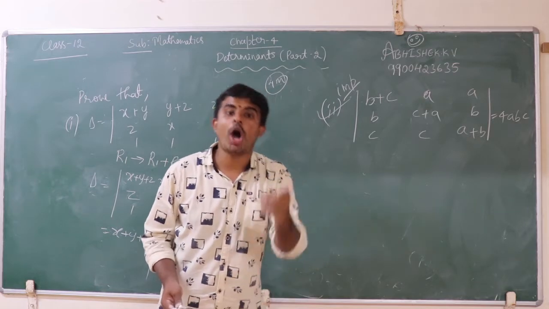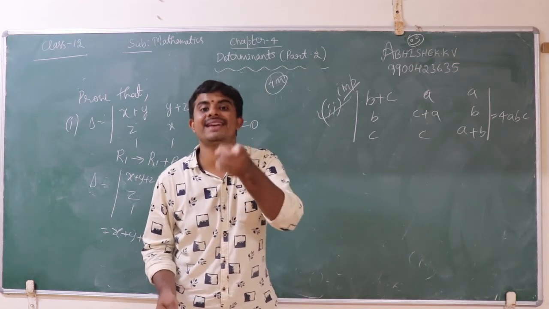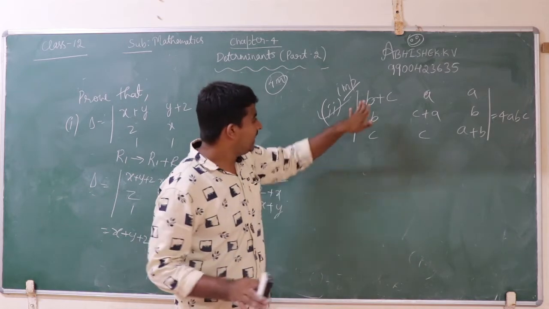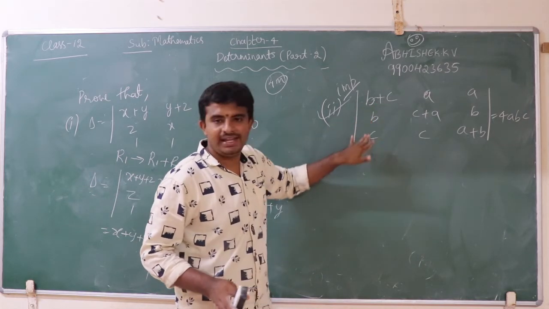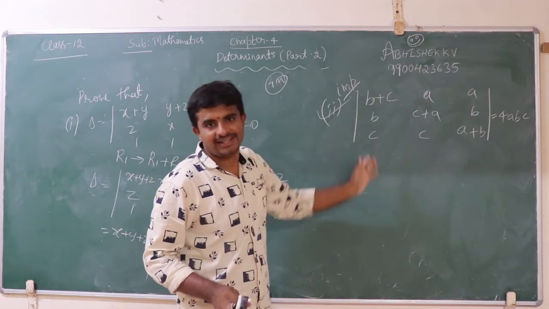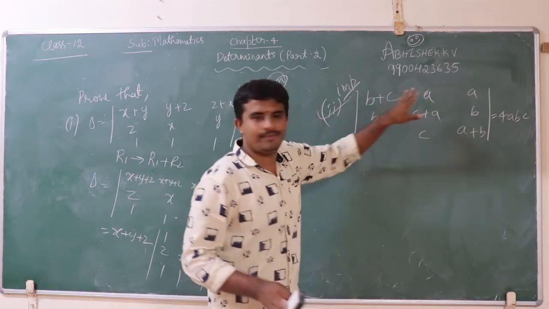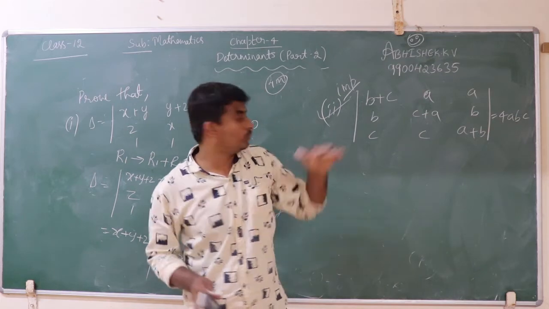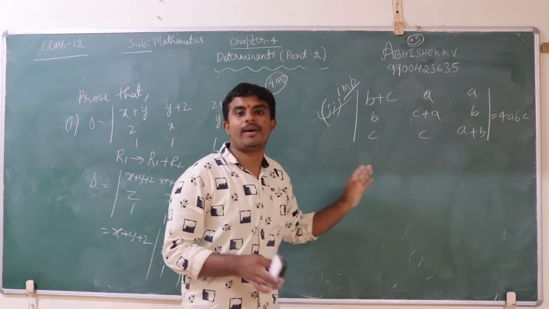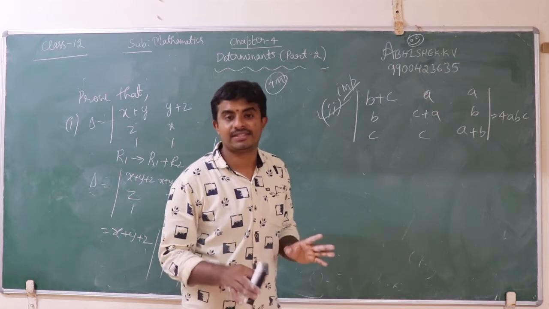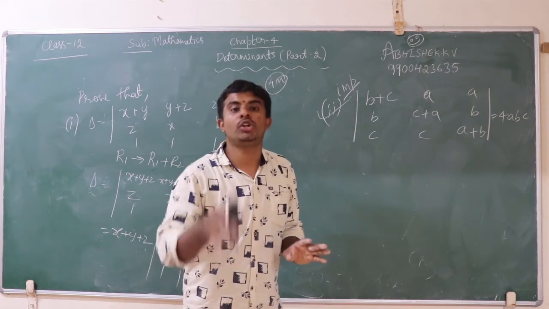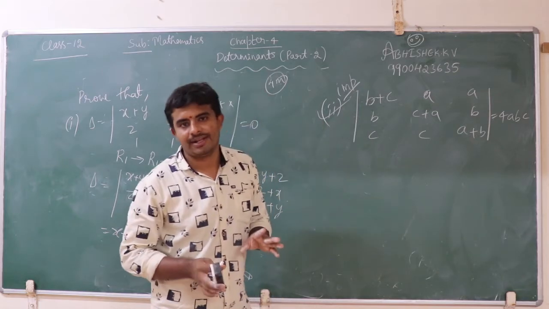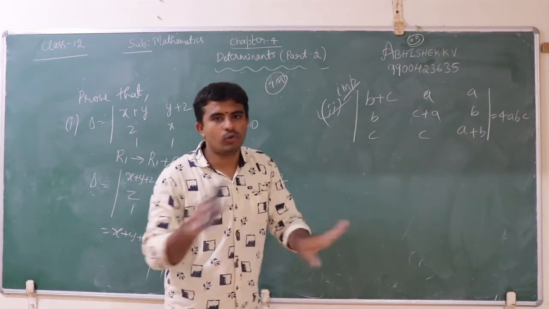If any row or a column is expressed as a sum of two elements, then that determinant can be written as a sum of two determinants. Here, b plus c, b, c: only this element in C1 and only this element in R1 is expressed as a sum of two elements. Only if throughout that row or column the elements are expressed as a sum of two or more elements do you have the right to write that determinant as a sum of two determinants. In this case, you have no right.